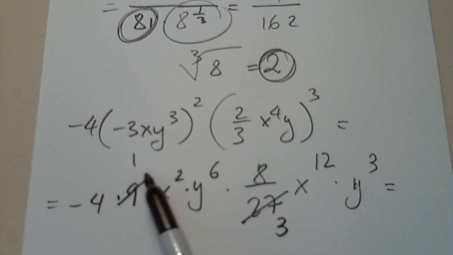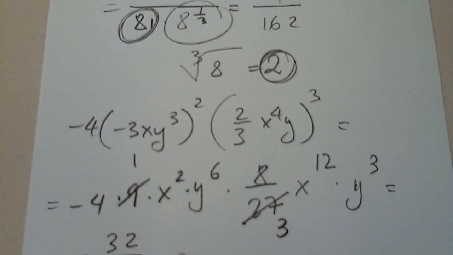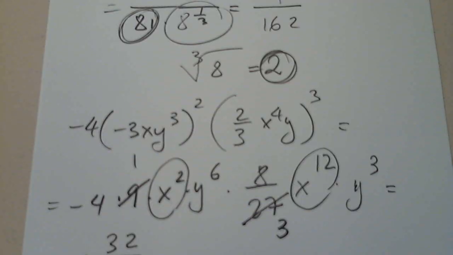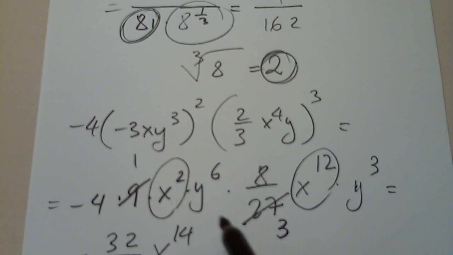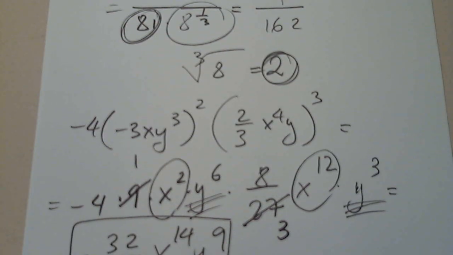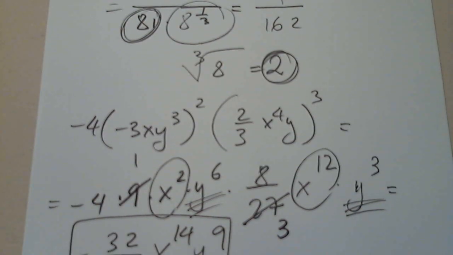So I have -4 and 1 and 8. So that's -32. And there is only one denominator, which is 3. Now I have a different rule because I have x squared times x to the 12th. Now we copy the base and add the exponents. And this is it. Is this okay? Yes, this is. Good. Let's look at 8.